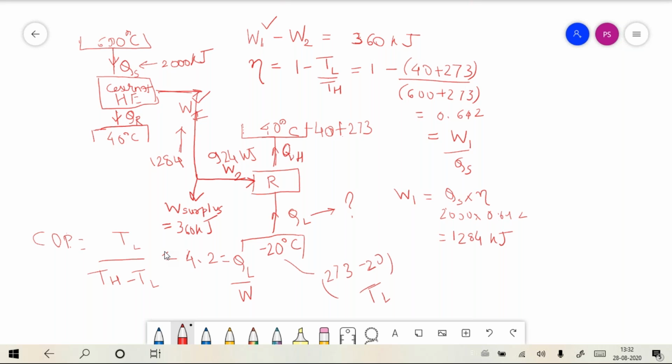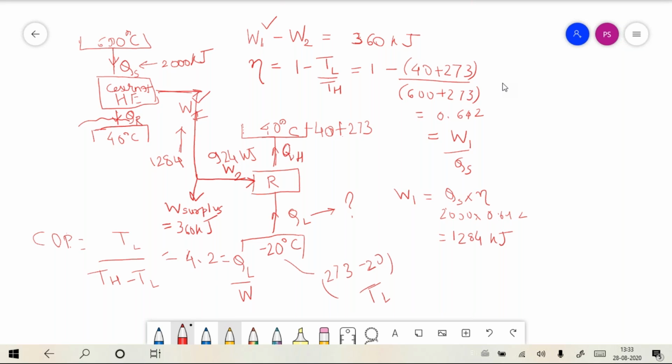Now I want you to calculate the heat which is rejected. This is more interesting. Now look at this problem. This reservoir is a single reservoir. Let me use some other pen.